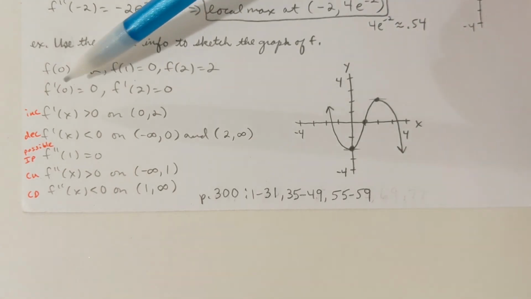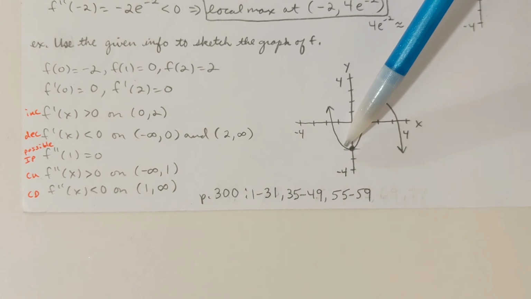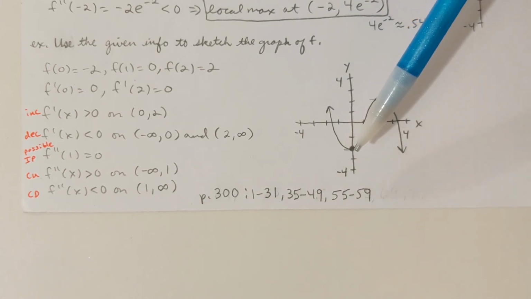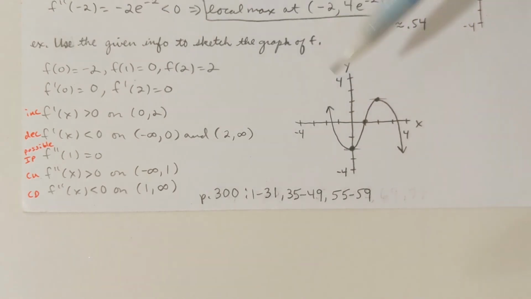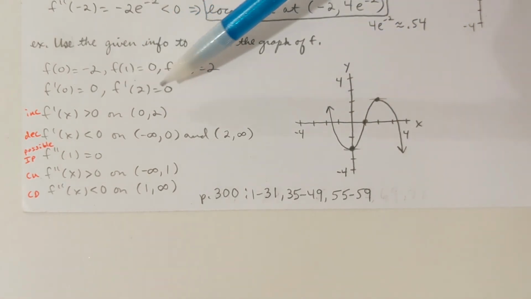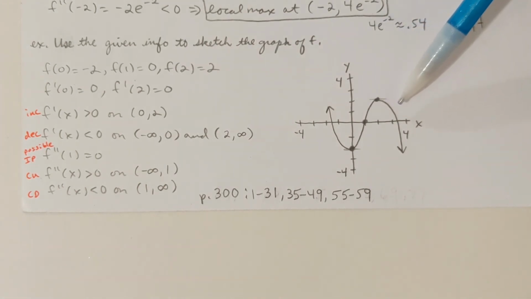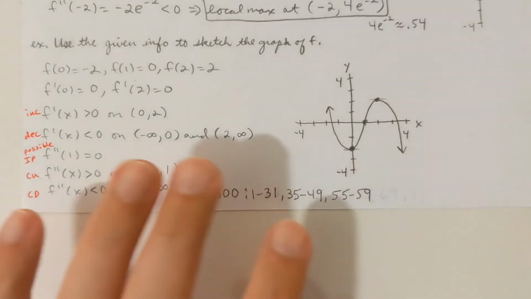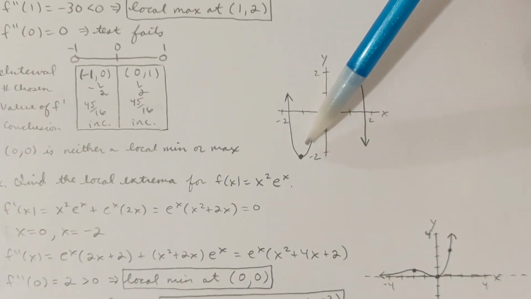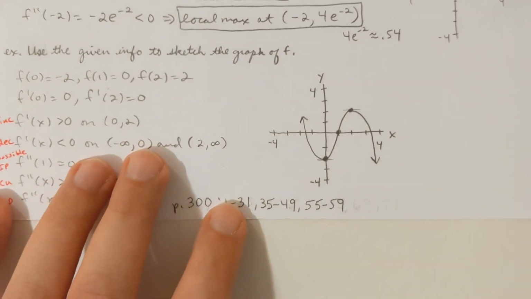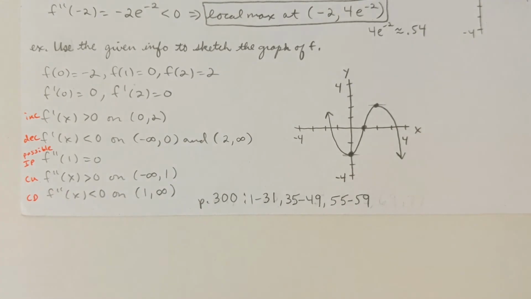Okay, now f prime of 0 equals 0. What does that mean? Well, it means that at x equals 0, I'm going to have a possible min or max, using the first derivative test. f prime of 2 equals 0 means that at x equals 2, I'm also going to have a possible min or max. Now, I say possible because in the first derivative test, you could have something where it's increasing and then increasing again, and you're not actually producing a max or a min. So I wouldn't conclude that I've got a max or a min quite yet.